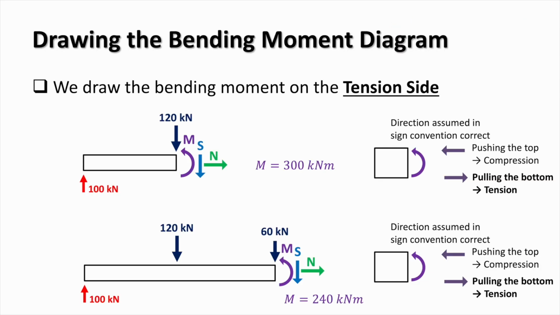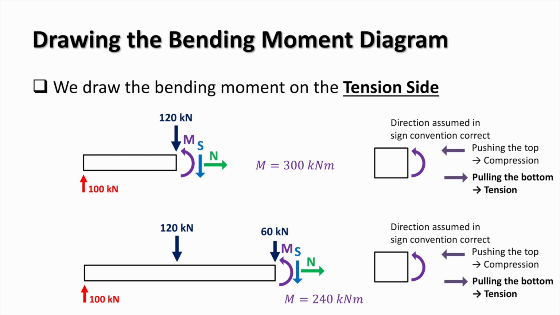When drawing the bending moment diagram, we follow the convention that the diagram is drawn on the tension side of the beam. To identify which side is in tension, it helps to think about what bending does to the beam fibers. One side of the beam is being pulled, which means that the material fibers are getting longer. This is tension. The opposite side of the beam is being pushed, which means that the fibers are getting shorter. This is compression.